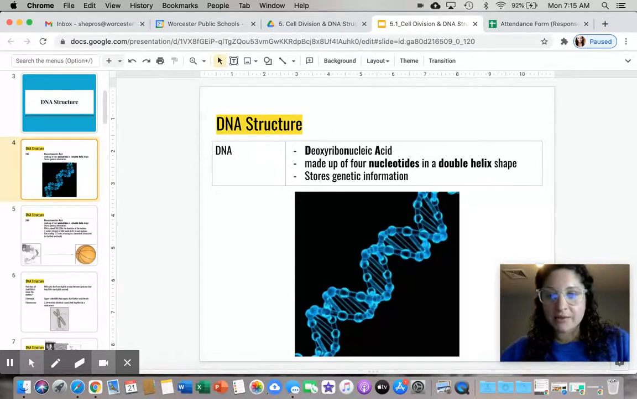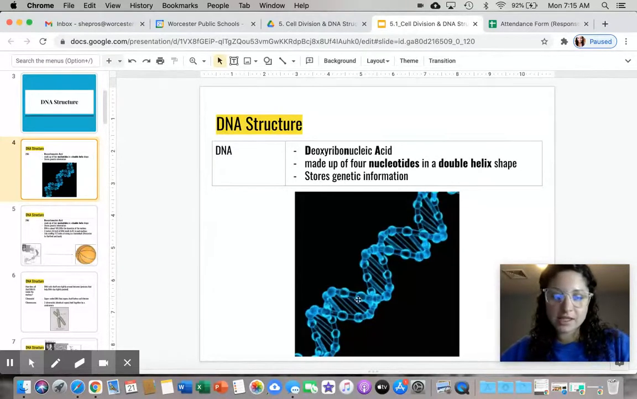So DNA, like we've said, is made up of nucleotides, so the base unit of a nucleic acid. And there's 4 different types of nucleotides. We will be going into this in more detail on a future slide. It is in what we call a double helix shape. So double helix is sort of like a twisting, winding staircase type of a shape. Double is because there are 2 strands of DNA.